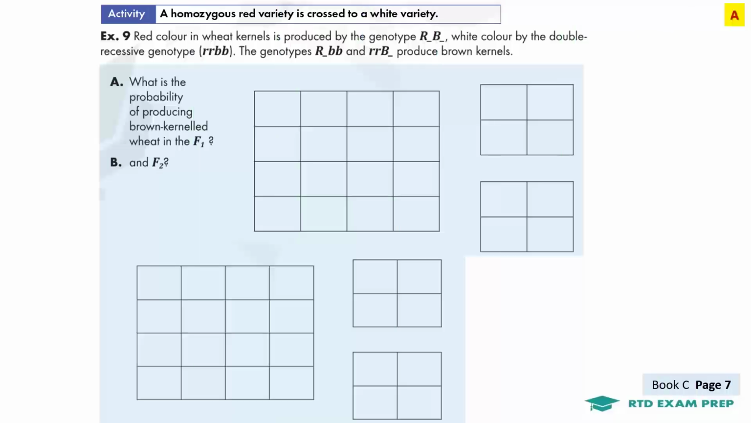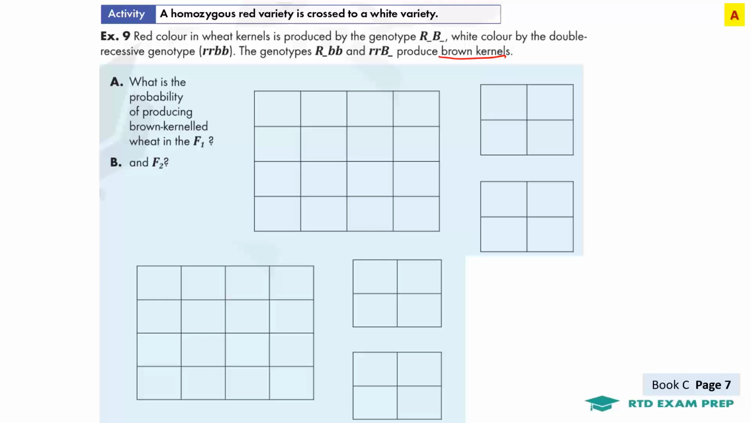All right, you've put me on pause. And now you're coming back to take a look at example number 9. Red color in wheat kernels is produced by big R, big B. Don't care about those second spots. White color is double recessive. The genotypes R with 2 little b's and 2 little r's with 1 big B produces brown. What is the probability of producing brown kerneled wheat in the F1?